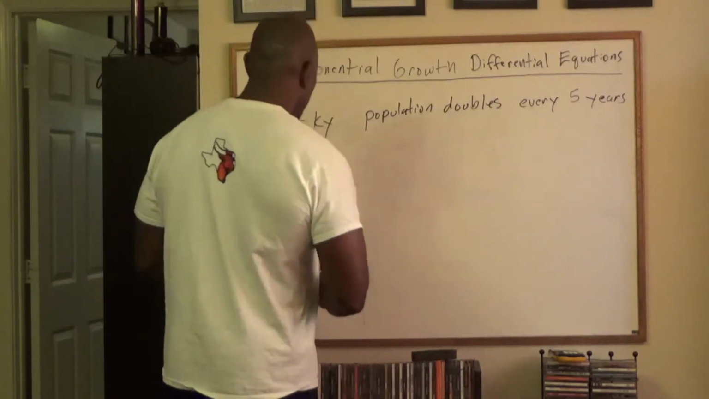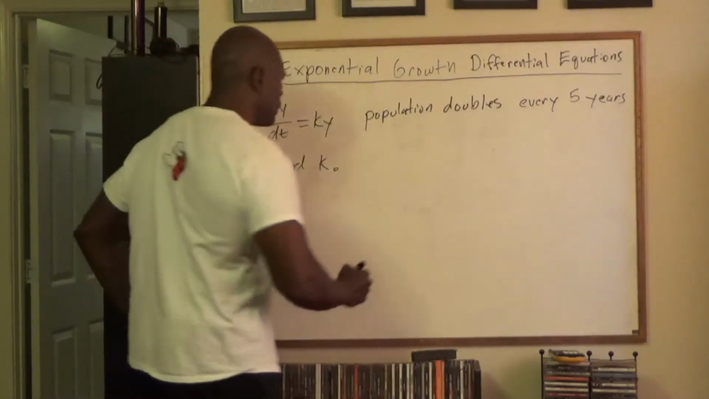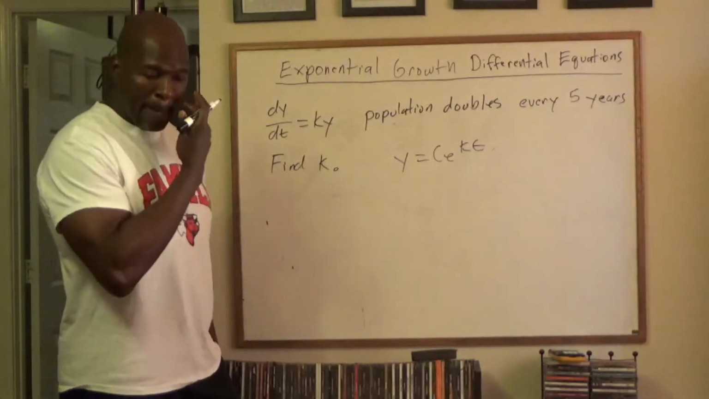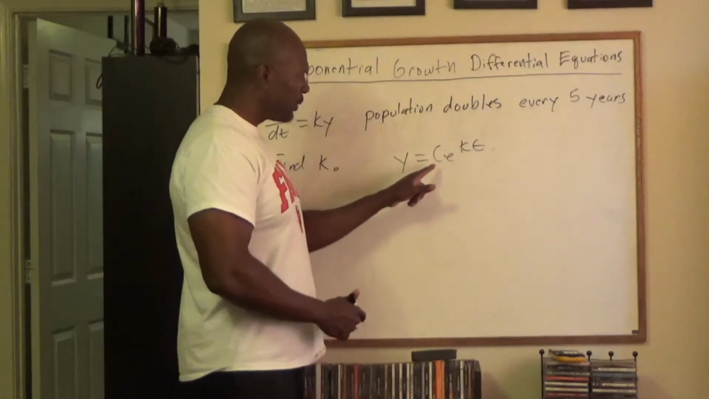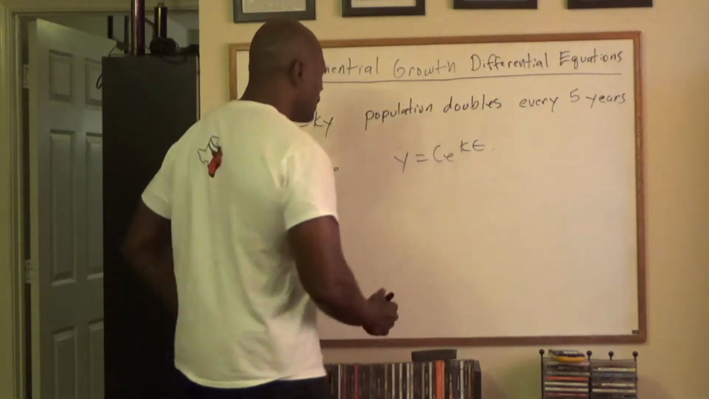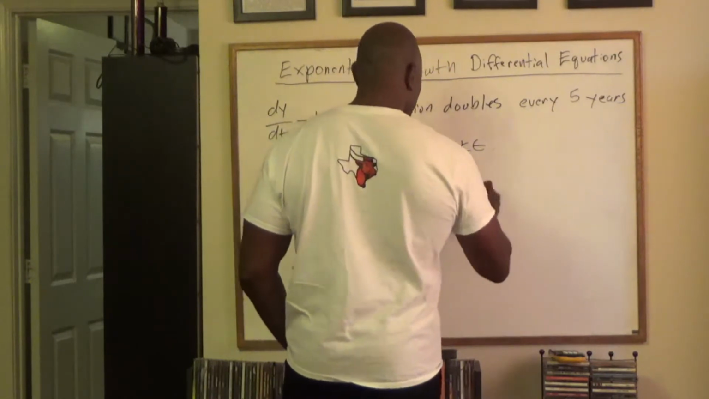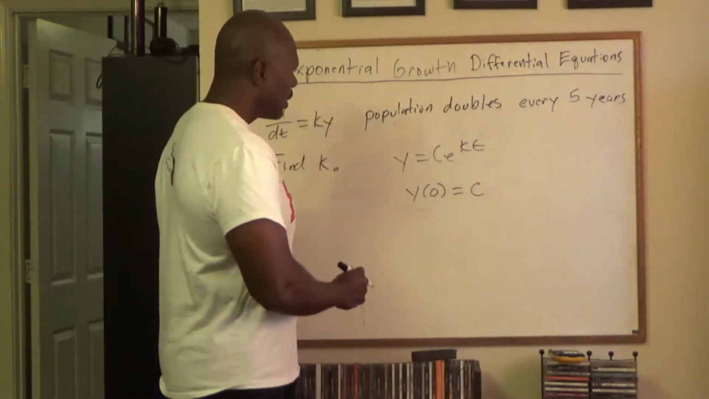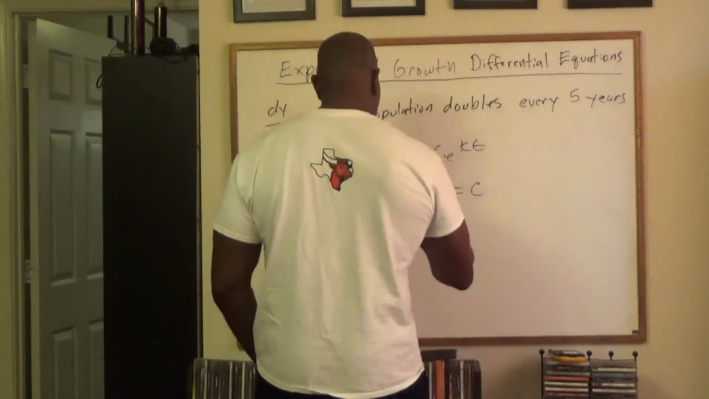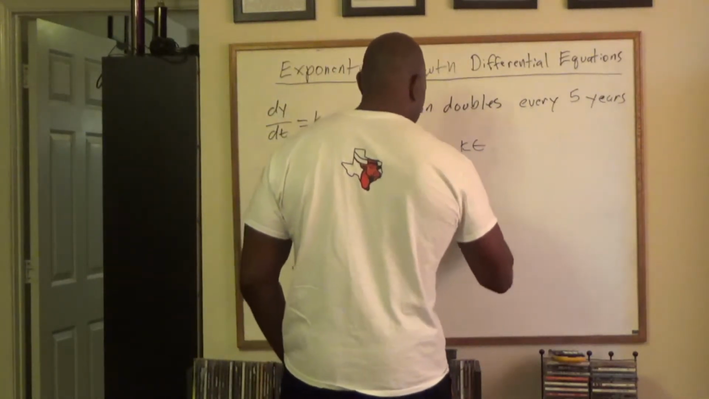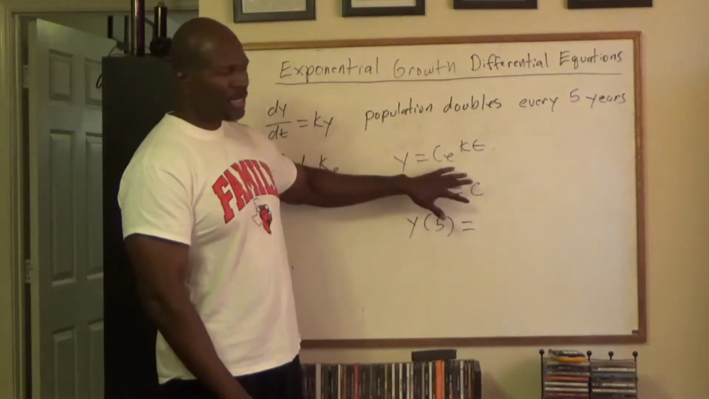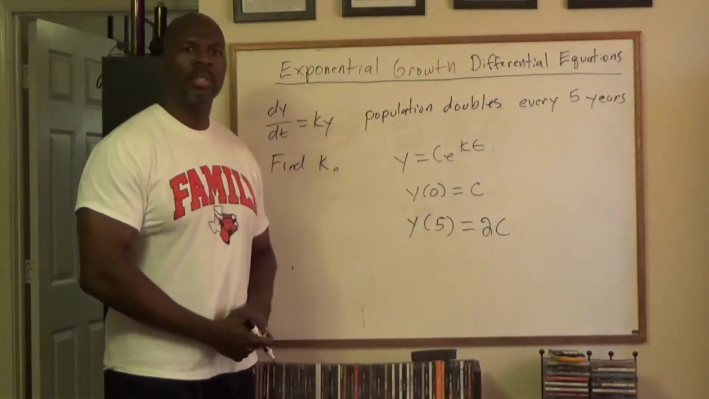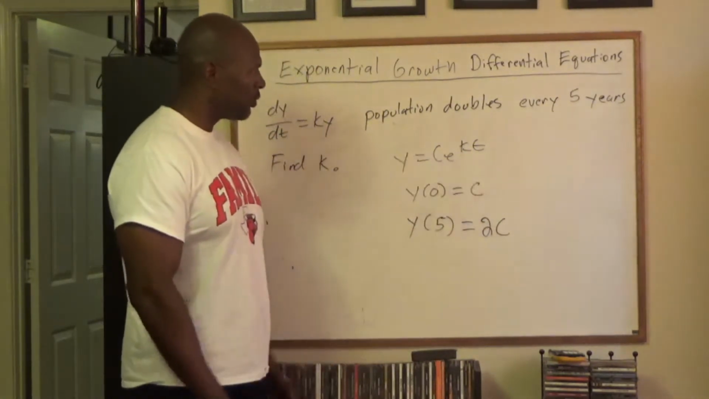I know the solution to this differential equation is y = Ce^(kt). I know that C is the initial value, so when t is 0, y equals C. This I know by definition. Now, every 5 years the population is going to double, so when t is 5, my population should go from C to 2C. So when t is 5, y should be 2C. I'm going to use this information to solve for k.